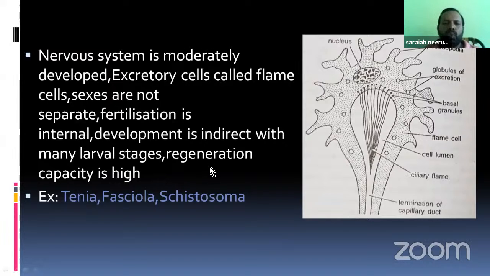So regeneration means replacement of any organ, part, or tissue to the full functioning of the organism or animal. Regeneration is very high in turbellarians, and in platyhelminthes the regeneration capacity is also very high. Examples of platyhelminthes are Taenia solium or tapeworm, Fasciola hepatica or liver fluke, and Schistosoma haematobium. So these are the examples of flatworms.